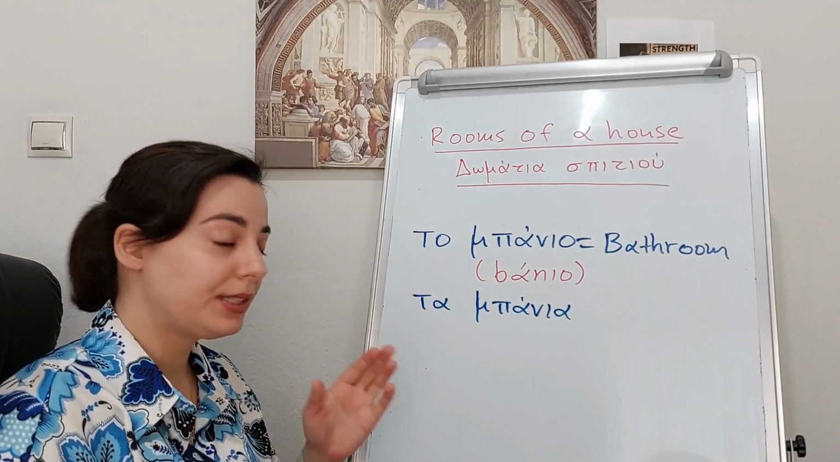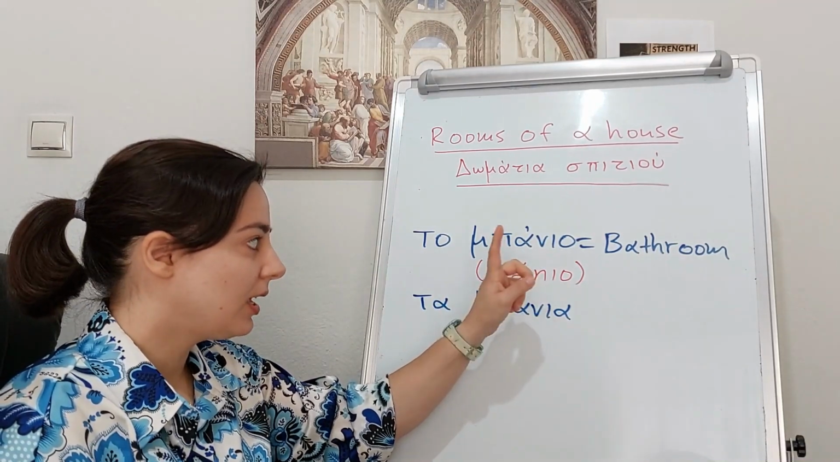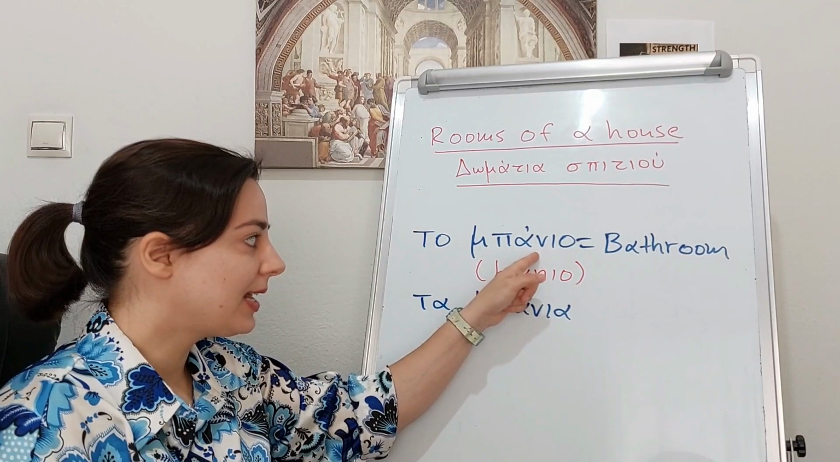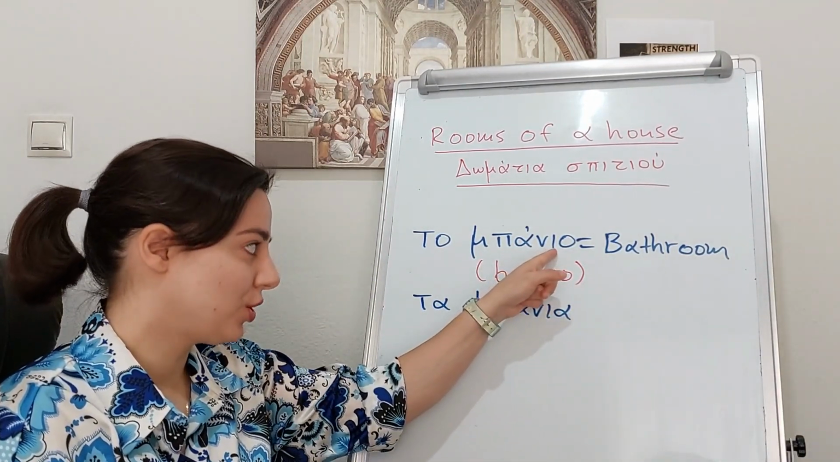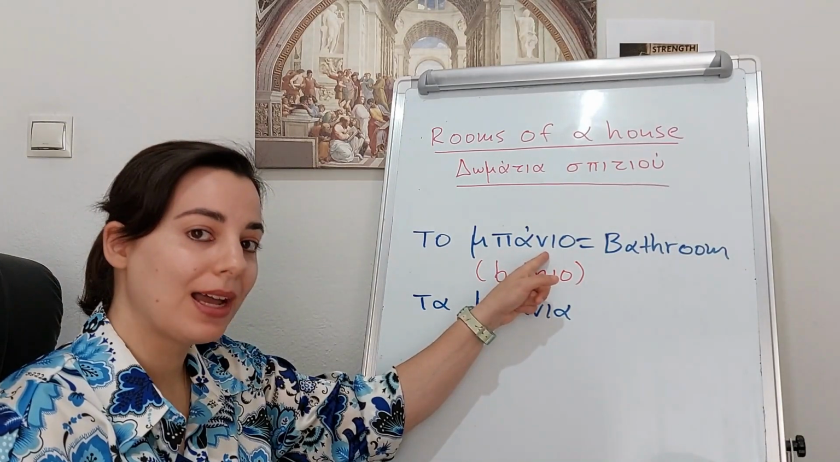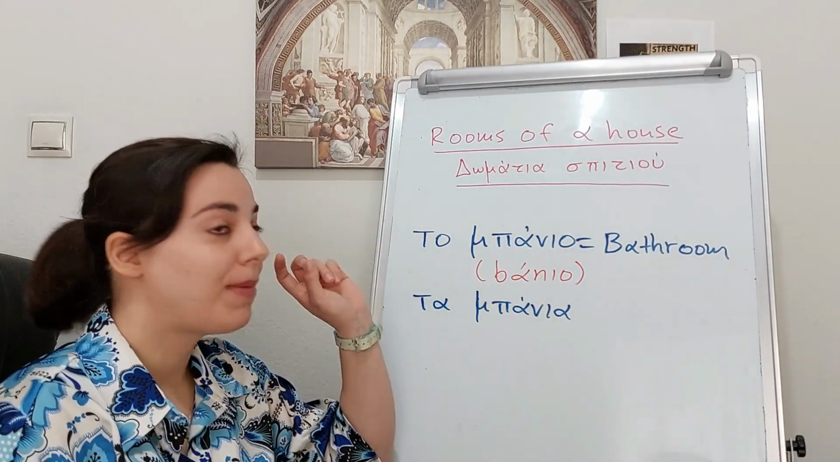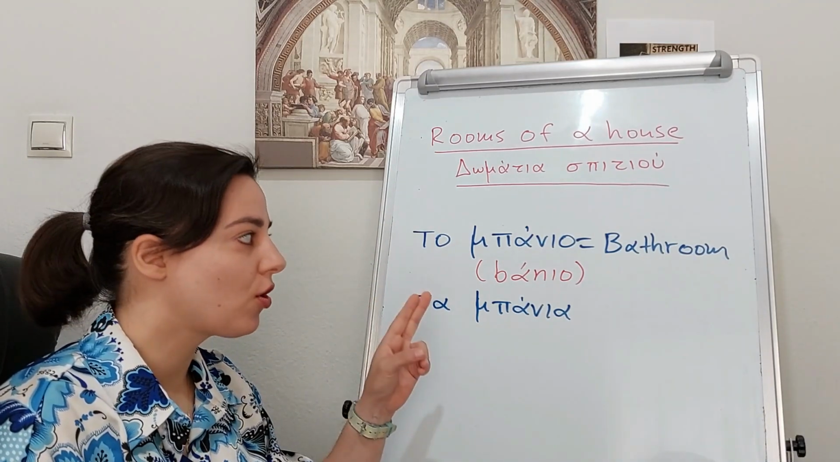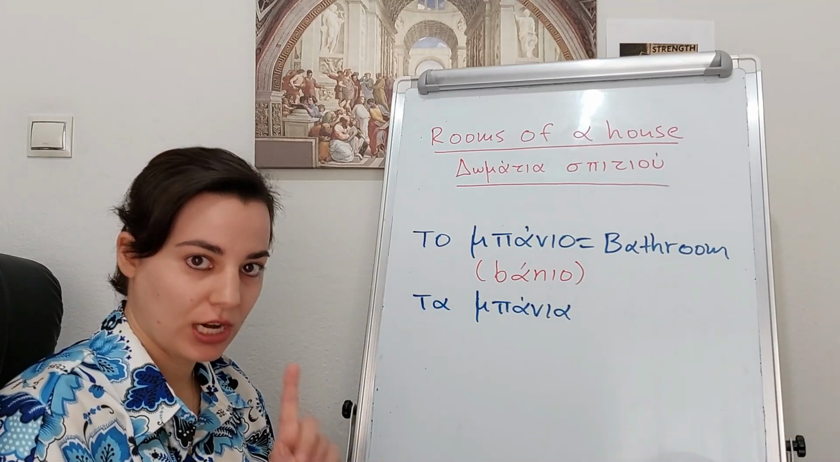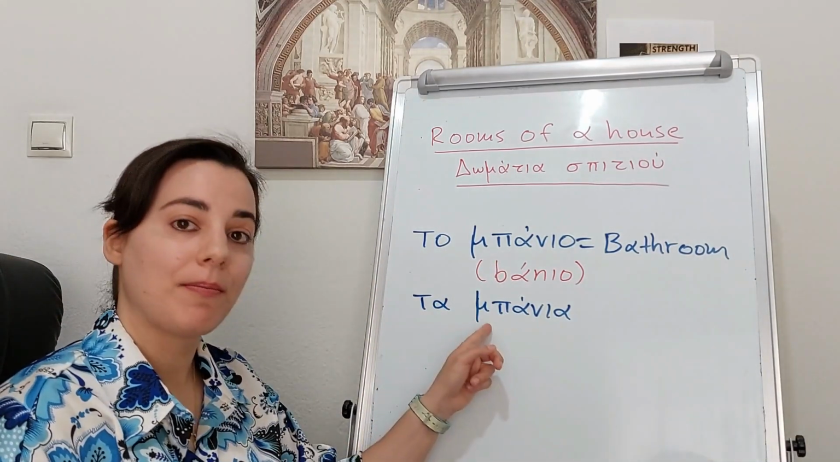You should be very attentive in matters of pronunciation for this letter, the ni letter. The ni with the iota letter is banyo. Nyo. Not nio. Nyo. Το μπάνιο, τα μπάνια.